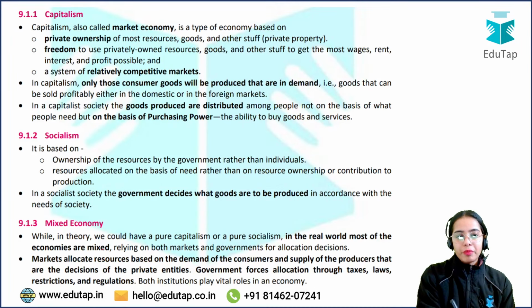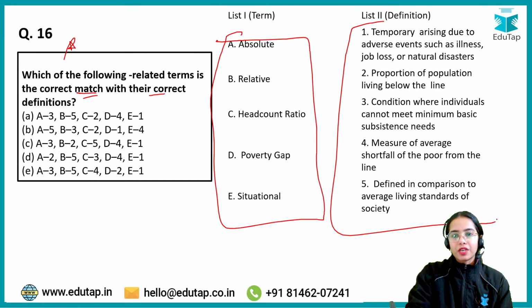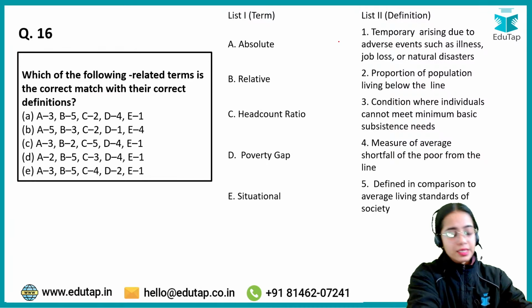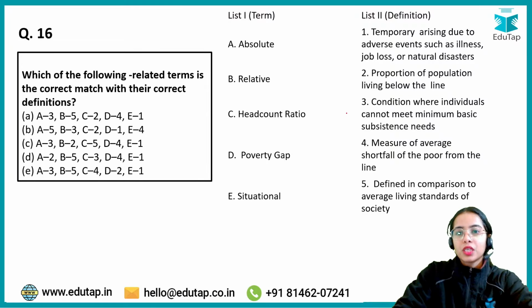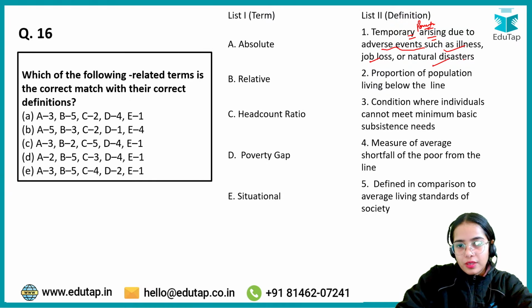So the terms are given here: absolute poverty, relative poverty, headcount ratio, poverty gap, situational poverty, and the definitions are given here. So you have to match the two. So try to answer this. Let's see how many of you can answer. So first of all, temporary poverty arising due to adverse events such as illness, job loss, or natural disasters.